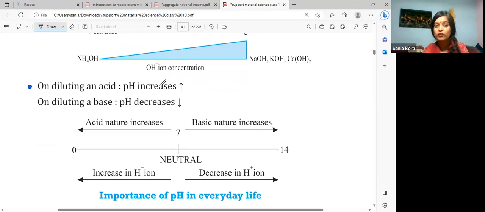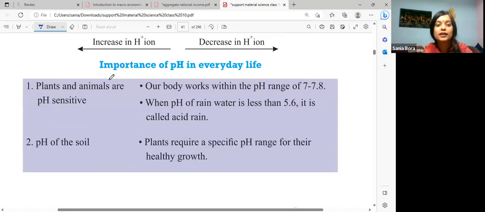Because when you dilute it, you are mixing it with water. So what will happen? The concentration of H plus will come down, so pH increases. For example, if it is 1, it will increase. And on diluting a base, pH decreases. Clear? Yes, ma'am. Now, the importance of pH in our daily life, like how we use this pH thing.